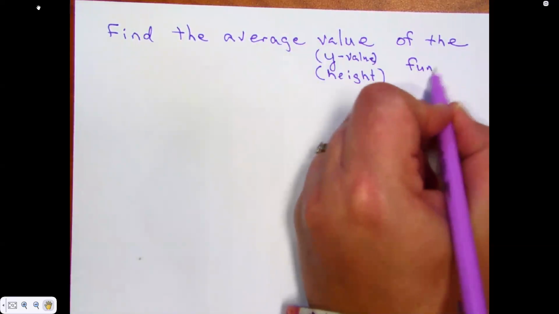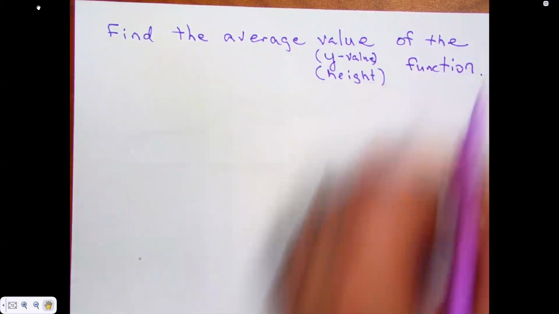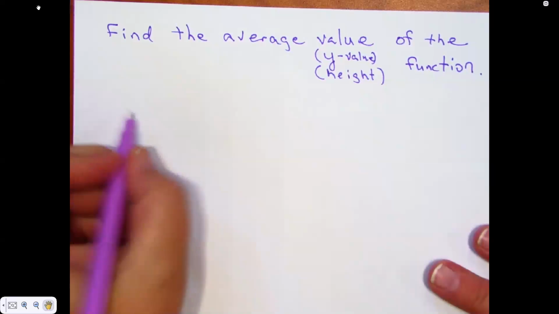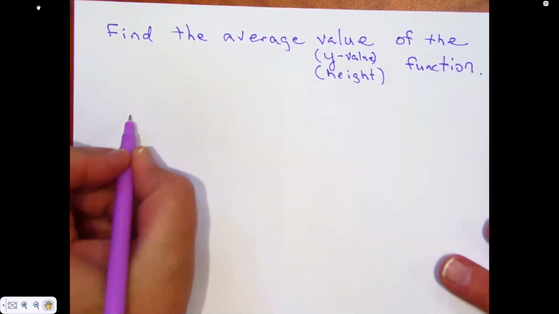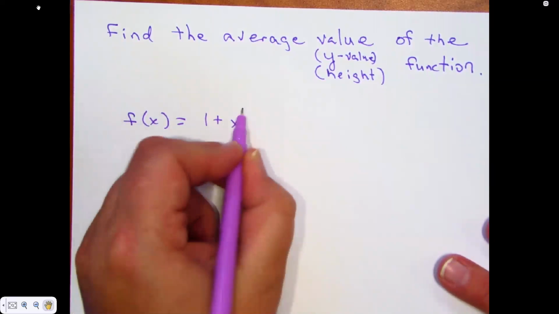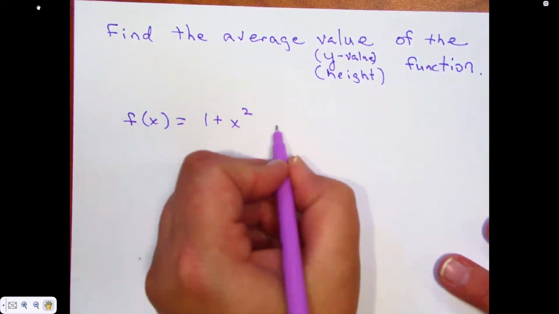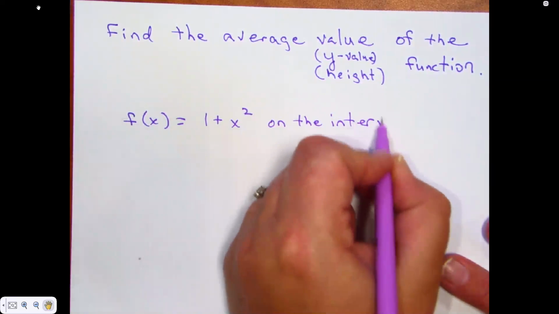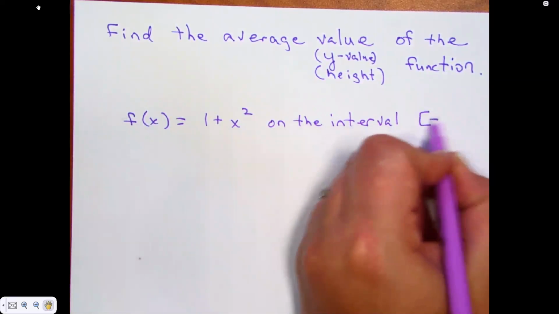Sneak it on here. Okay, so the directions say find the average value of the function. Well, we know that value is talking about y value, and y value is also talking about height. Okay, then I have to give you a function. Let's do f of x equals 1 plus x squared, and then on the interval -1 to 2.